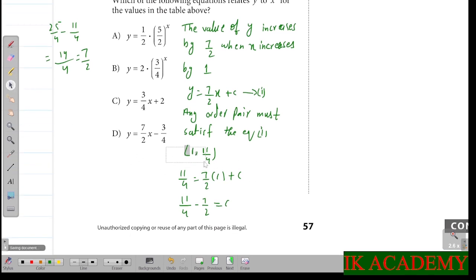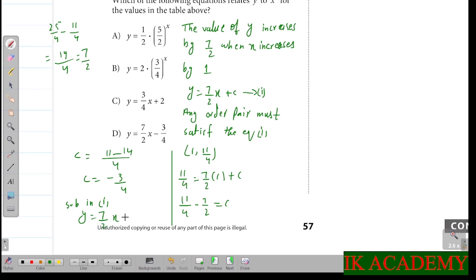Let me arrange this, or I'm going to move this on the right side. So c is equal to 11 minus 14, which is equal to minus 3 by 4. Substituting the value of c in equation 1, y is equal to 7 by 2 x minus 3 by 4, which is option number D. So this is the correct answer. Let's move to the next question.